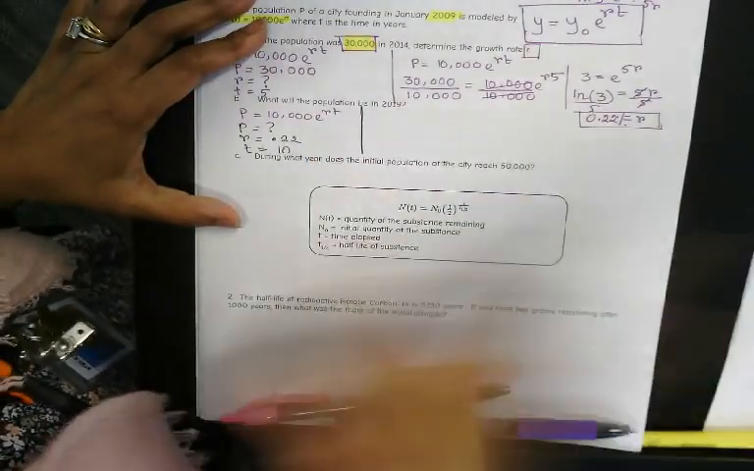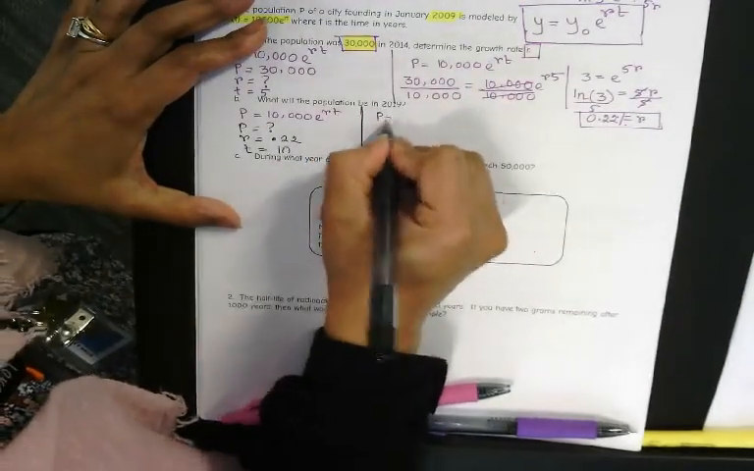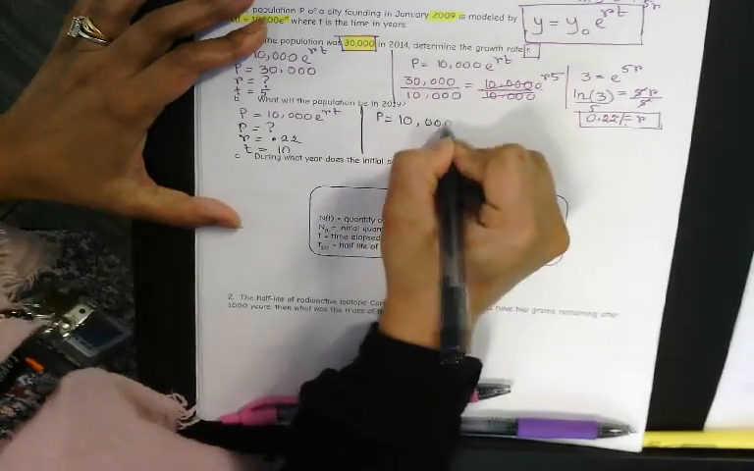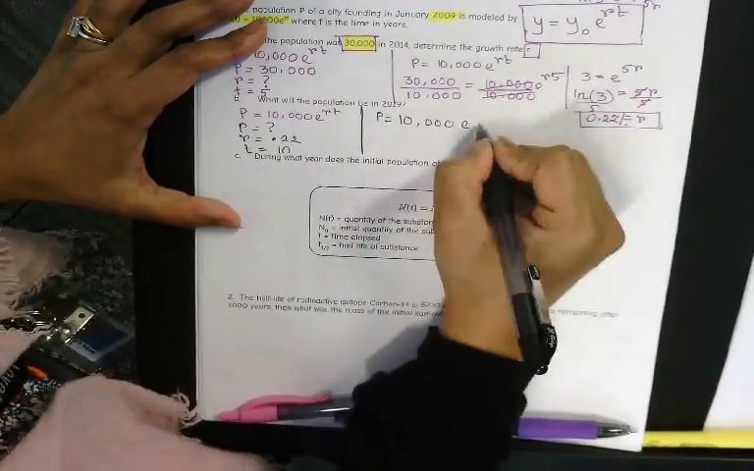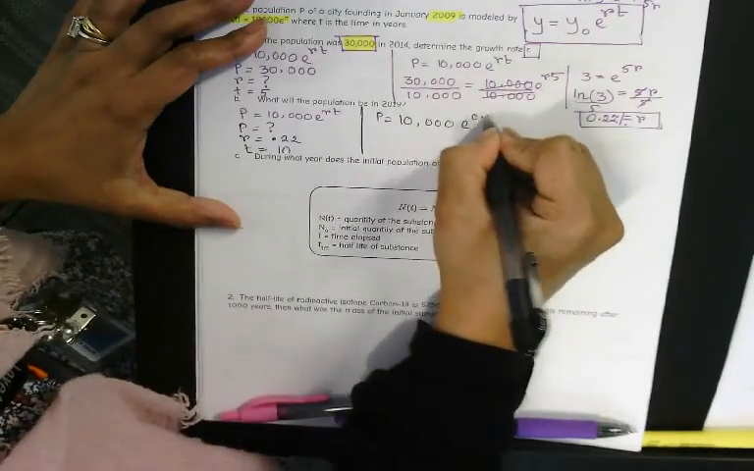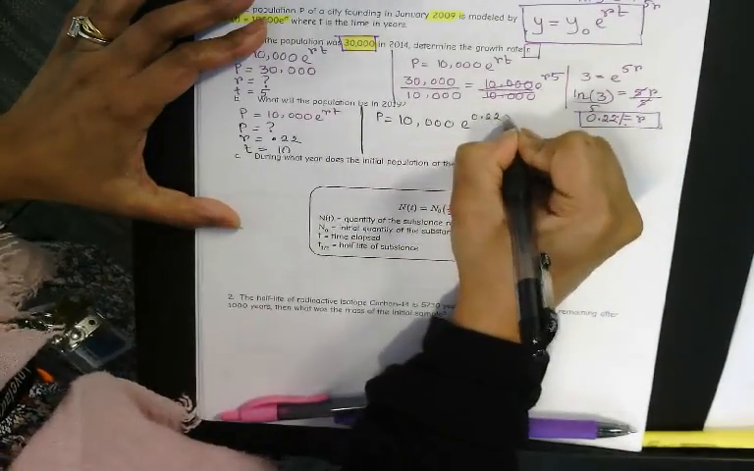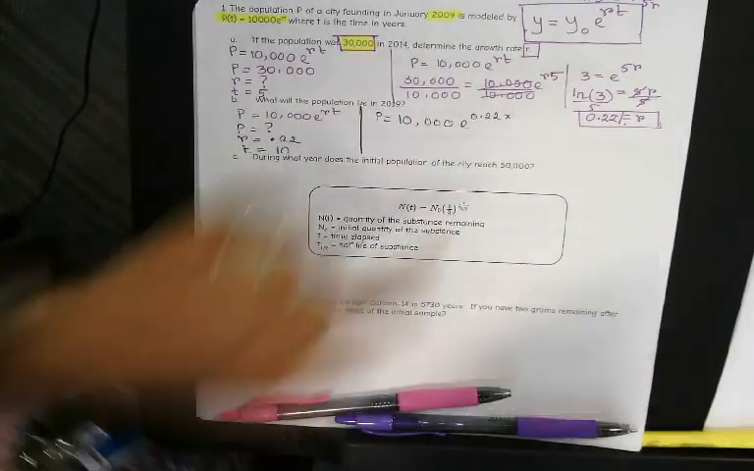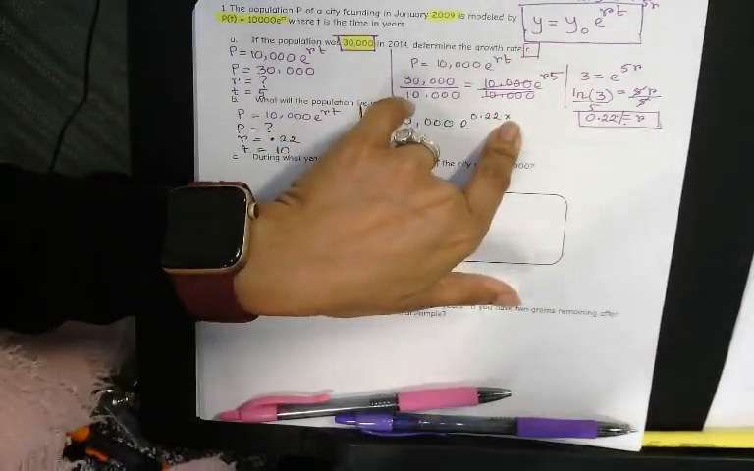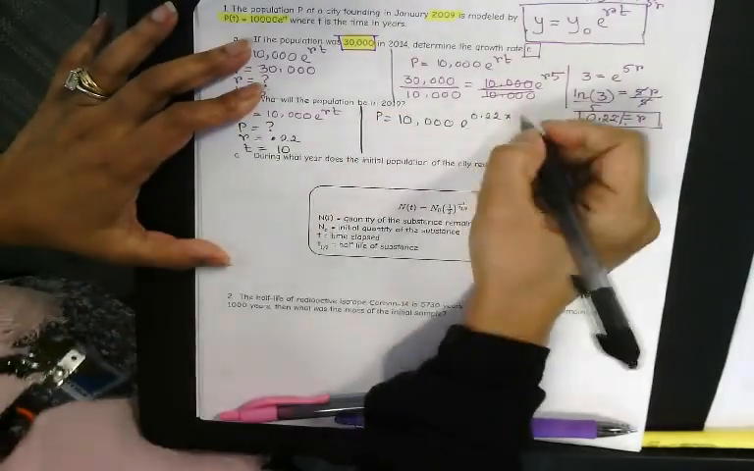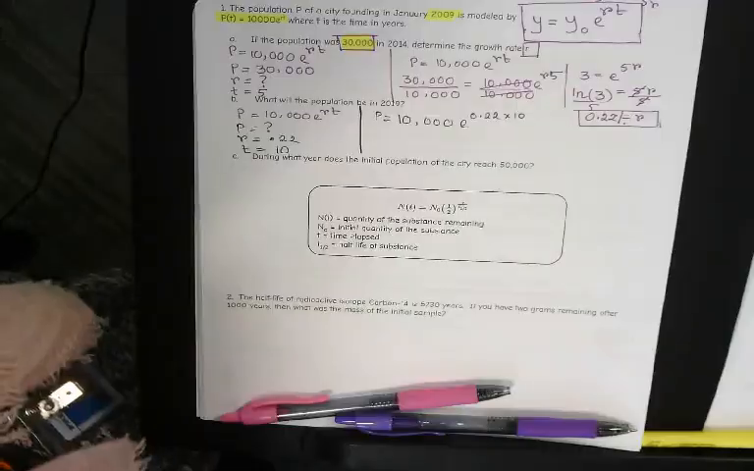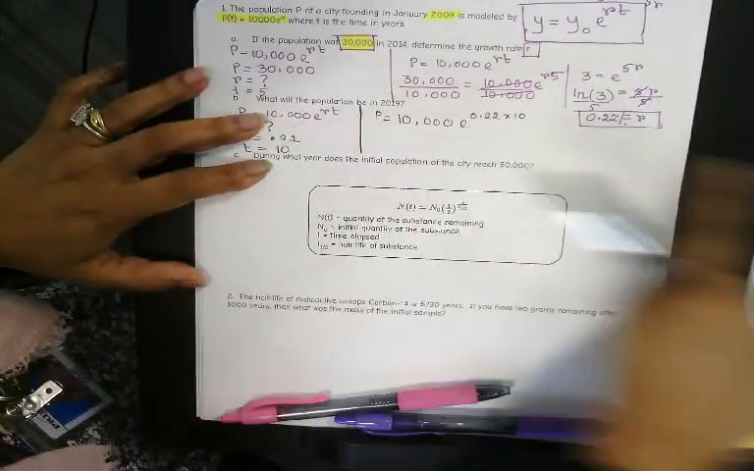Let's plug in everything in our formula. So P is equal to 10,000 e to the power, R value is 0.22, times, I'm putting the times like a cross because there are decimals and so many different things. It's not X, it's just multiplication. And then 10. We good? We're going to put everything over here.